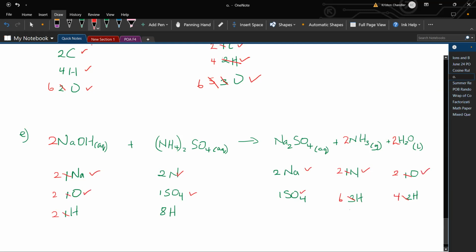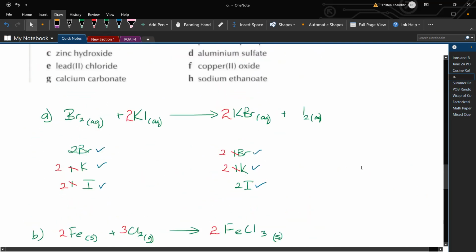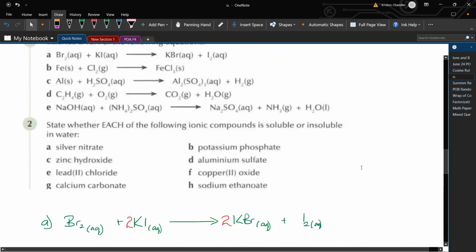Let's check the H's now. We have 2 and 8, that's 10. 6 and 4, that's 10. Yeah? So that's our balanced equation. You got that for this one? Yes, sir. Very good. So taking that approach works out fine in terms of balancing equations.